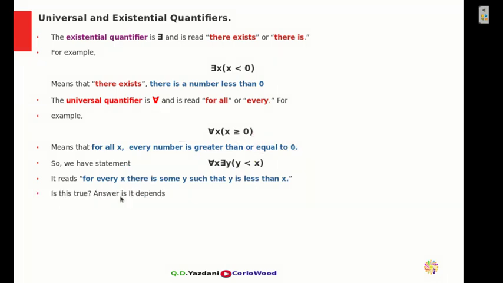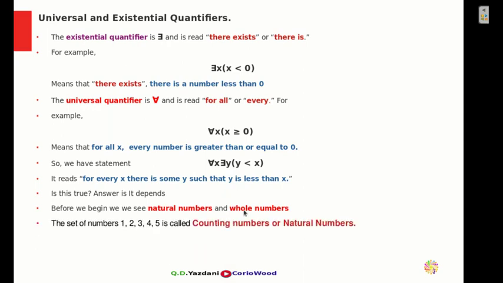So is this true? The answer is: it depends. Before we begin to the next slide, we're going to see the natural numbers and whole numbers. So what is a natural number and what is a whole number? The set of numbers 1, 2, 3, 4, 5 is called counting numbers or natural numbers.